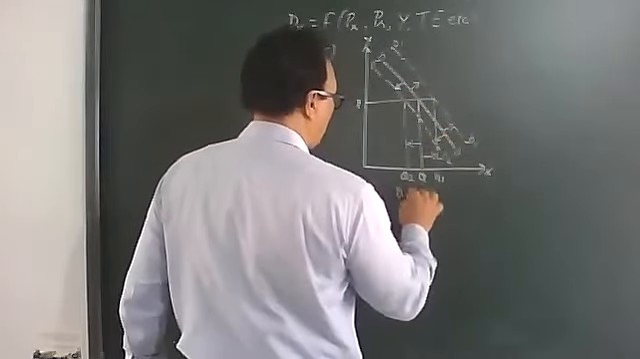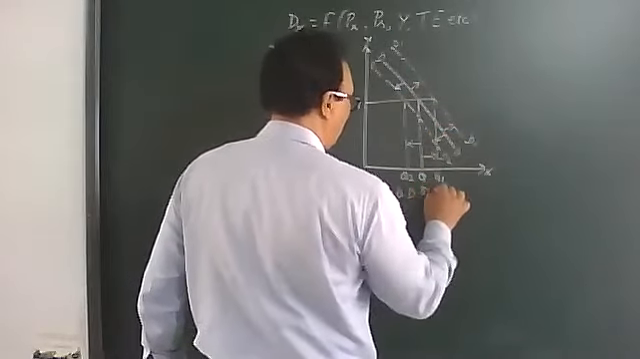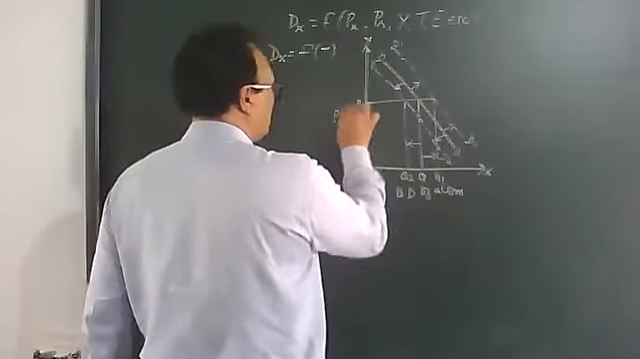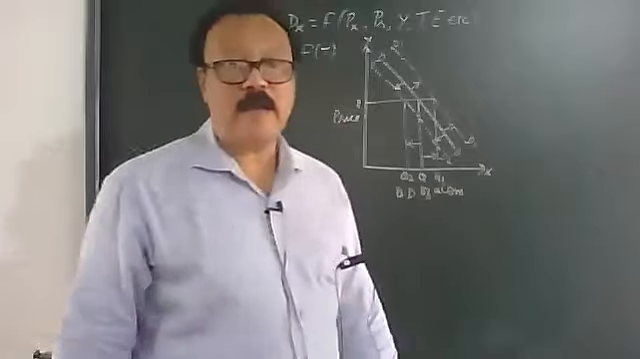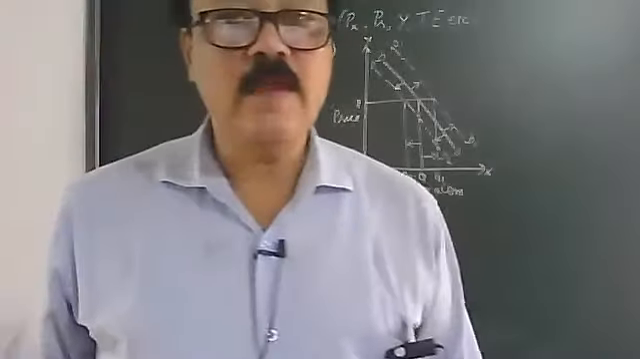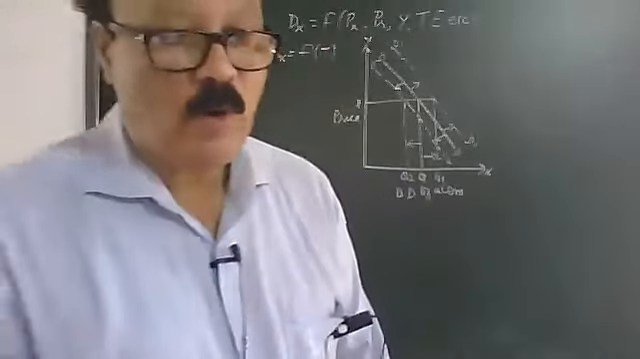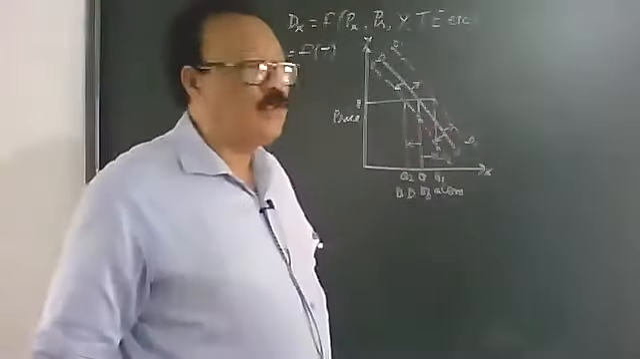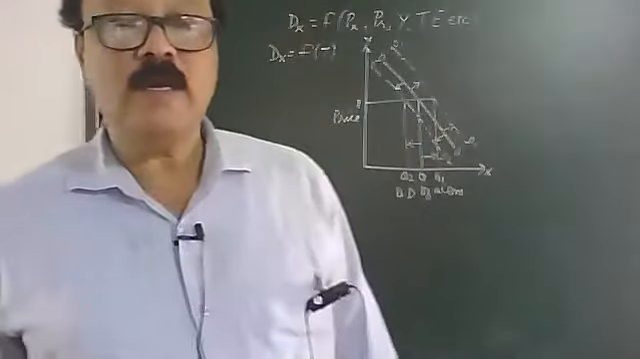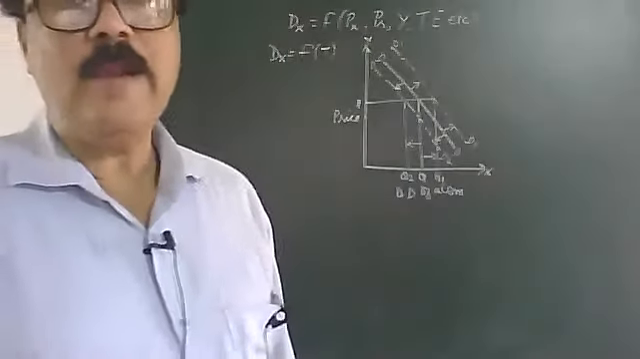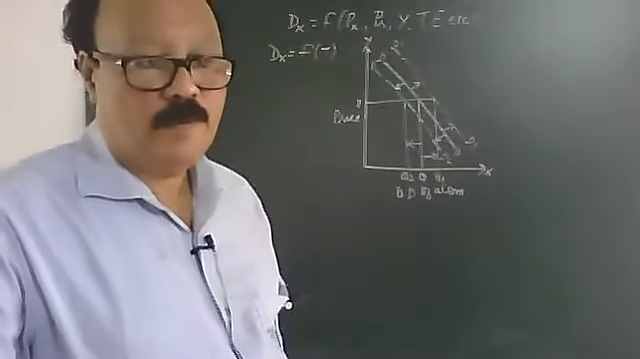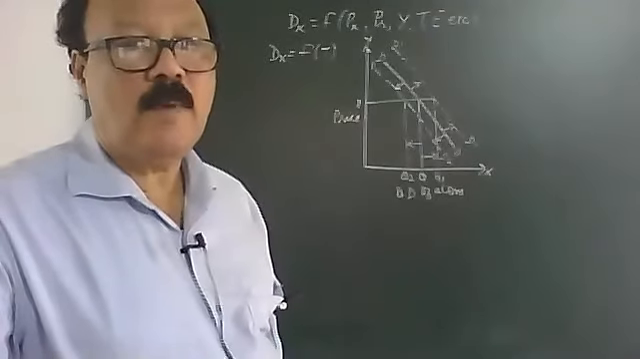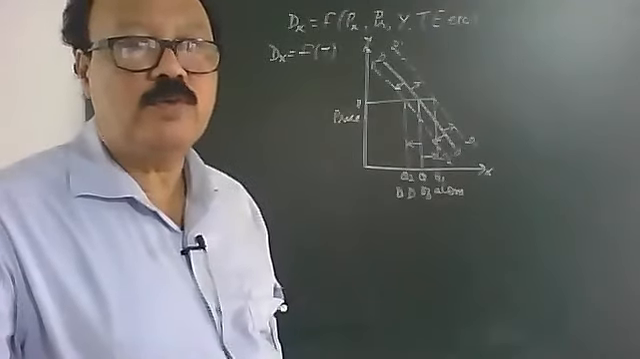This is the quantity demanded of a commodity. This is price. This is what we call a combined diagram, where when the taste and preferences are favorable, the demand curve will shift to the right. And when there is an unfavorable or a negative change in the taste and preferences, the demand curve will shift to the left.